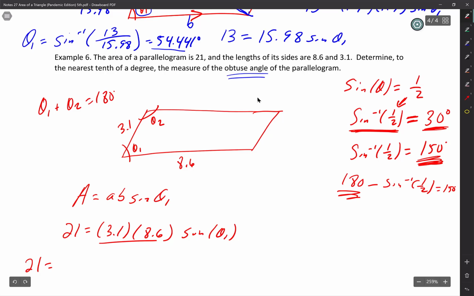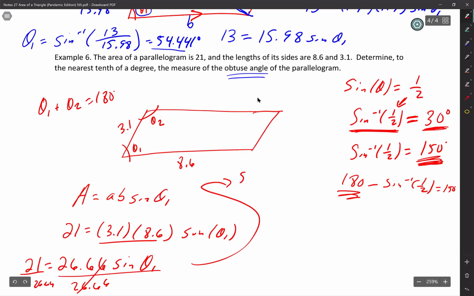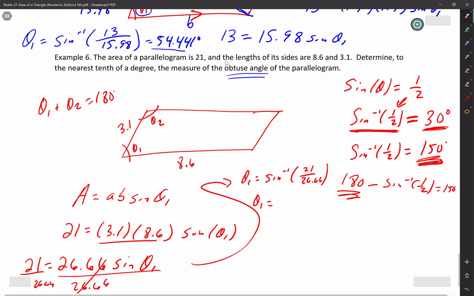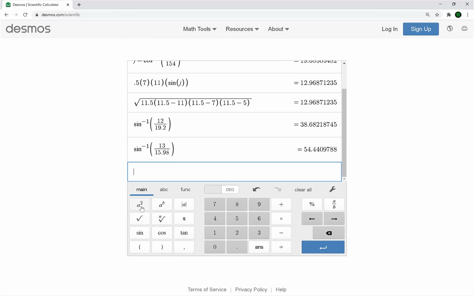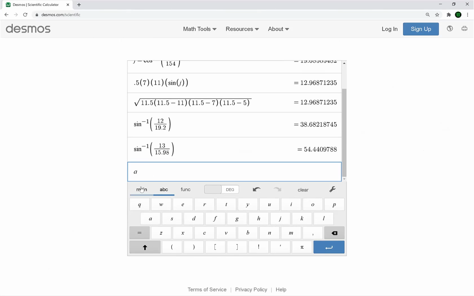So 21 equals 26.66 sine theta 1. Now I'm going to divide by 26.66. So now I get this. Sine theta 1 is equal to, well, I guess I don't want to do that. I want to do arc sine. So theta 1 is equal to arc sine of 21 divided by 26.66. So let's see what theta 1 is. So I go to my little calculator here. I'm going to label it a letter because I know I'm going to have to subtract from 180. I'm going to call it A.